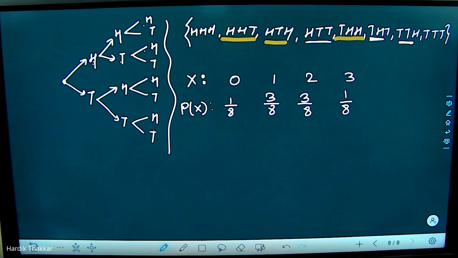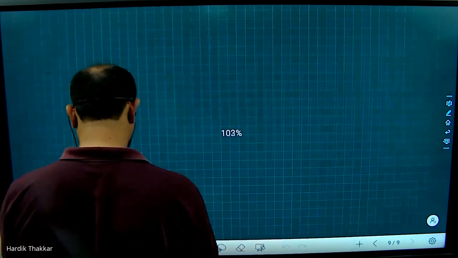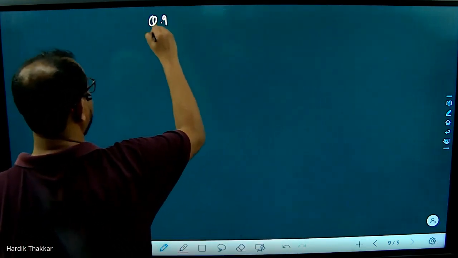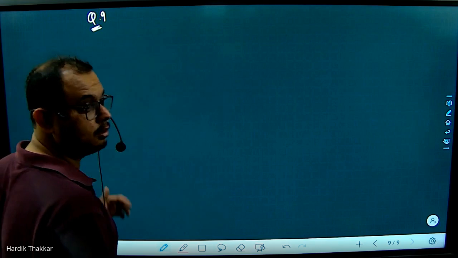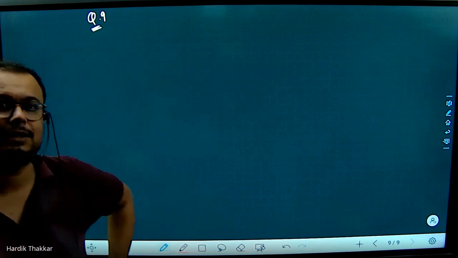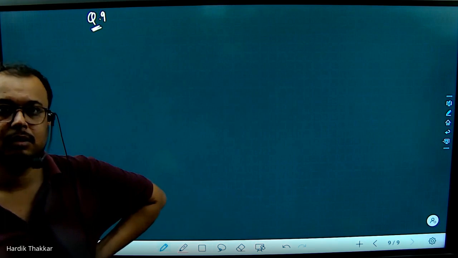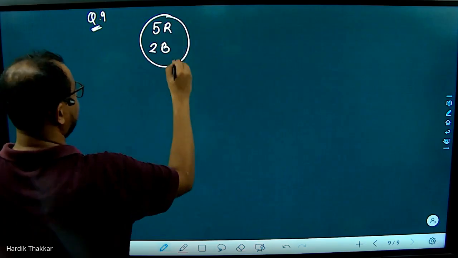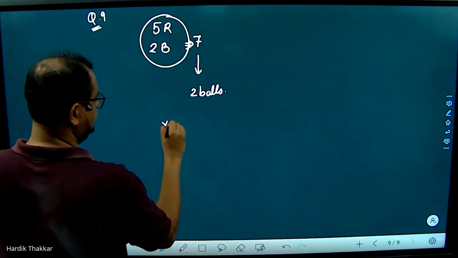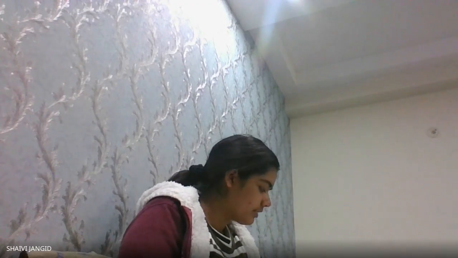Sir, can we solve question number 9? Yes. Okay, just read question number 9. Unmute the mic and read that question. So what are the data in question number 9? We have 5 red and 2 black balls. That means the total number of balls will be 7. And it is saying that 2 balls are randomly drawn without replacement. So we have to find the probability distribution of black balls drawn, and the mean and variance of the black balls.